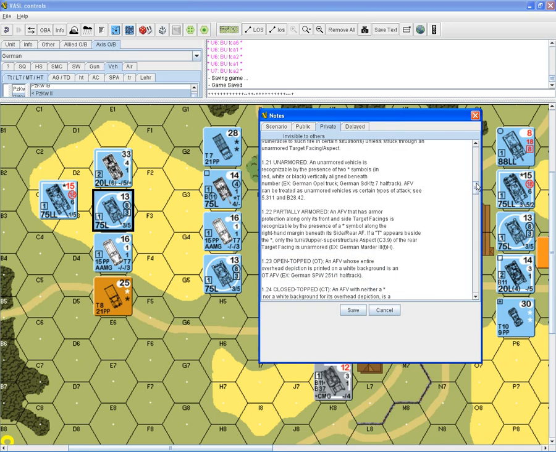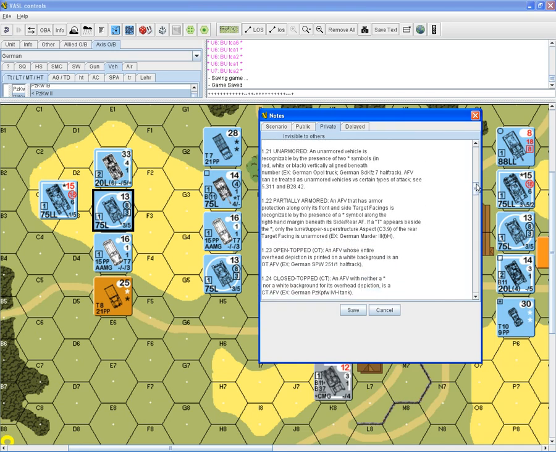There are 4 classifications for your different armored types. Number 1 is unarmored. An unarmored vehicle is recognized by the presence of 2 star symbols. You can see on this counter we have 2 star symbols. So that would be an unarmored vehicle.